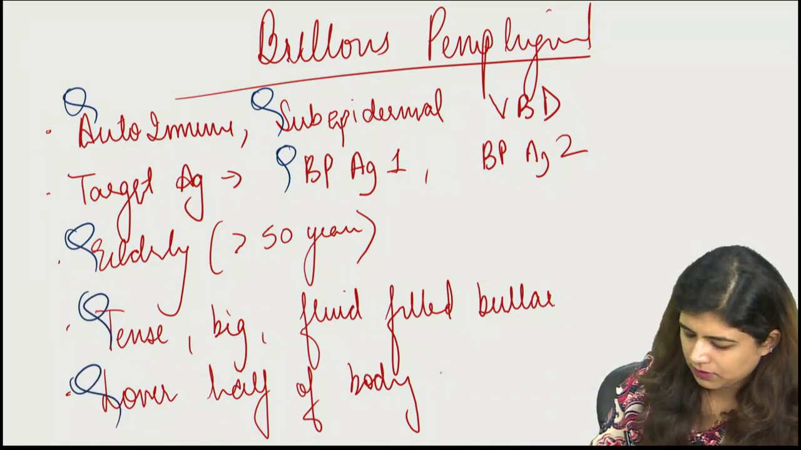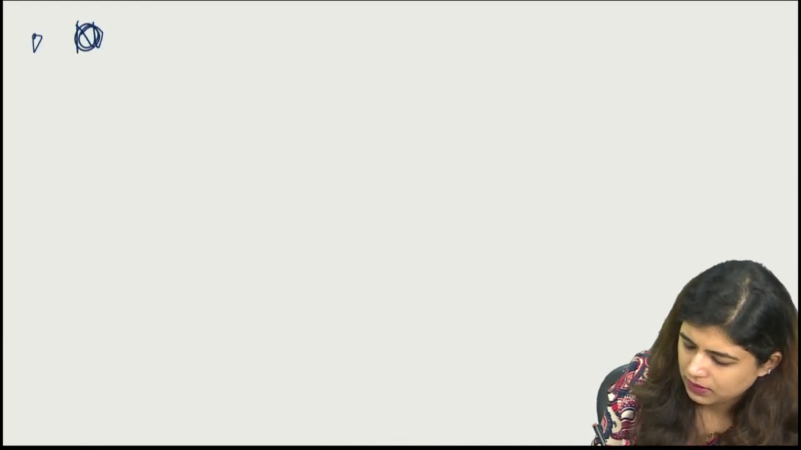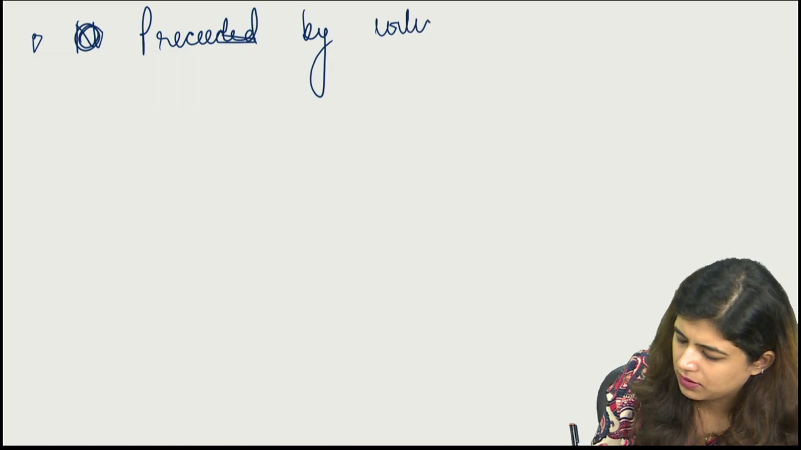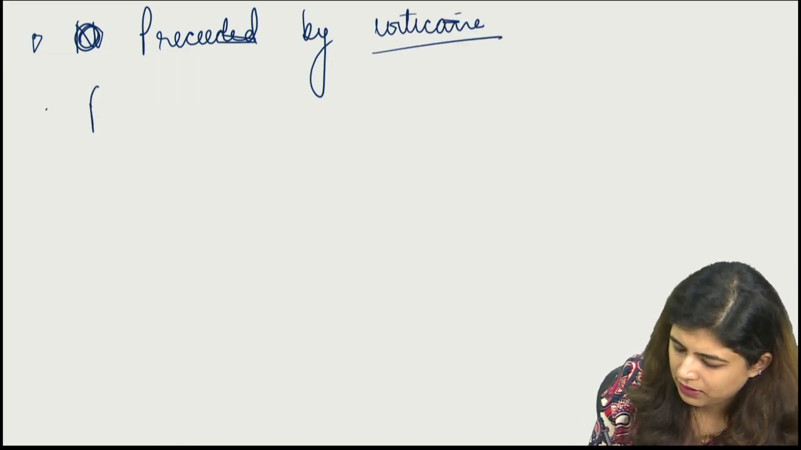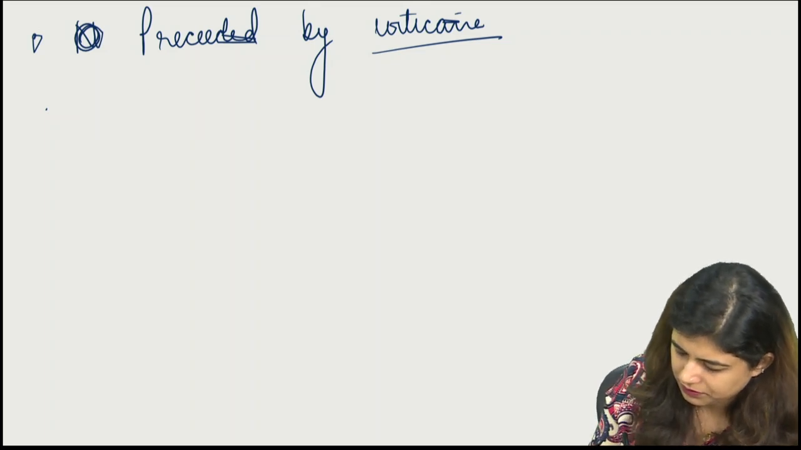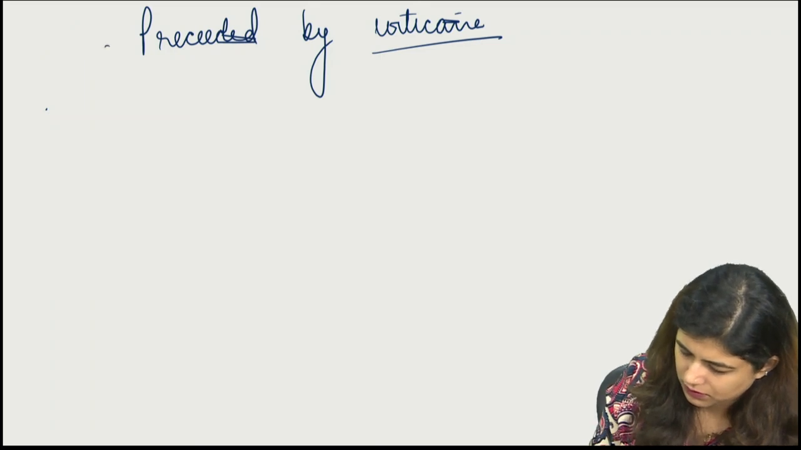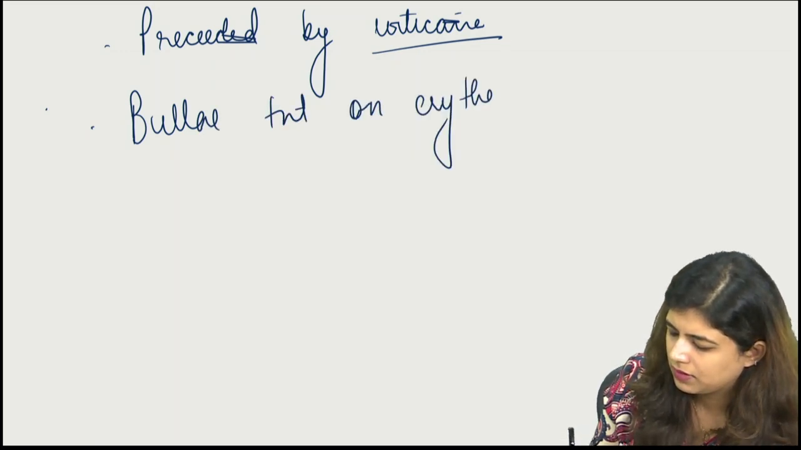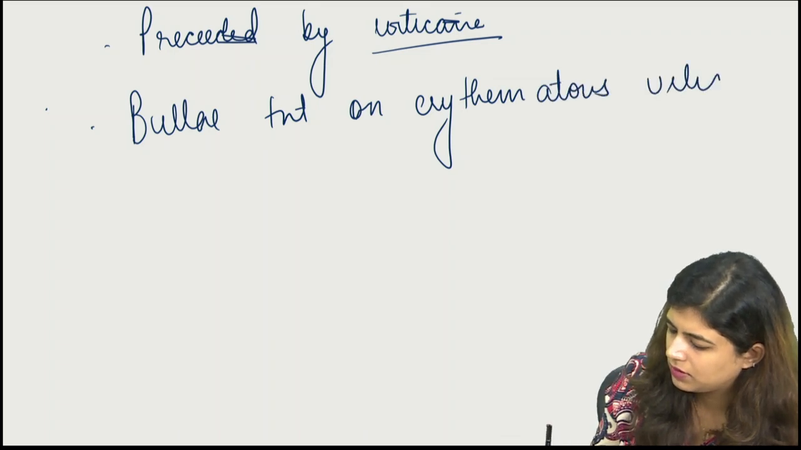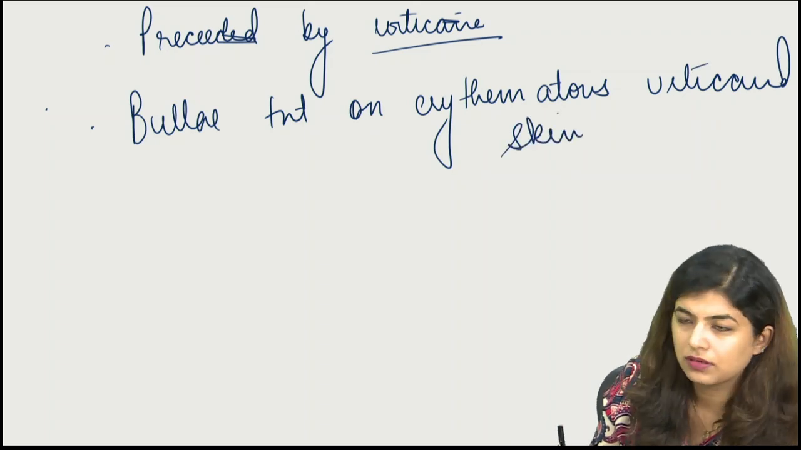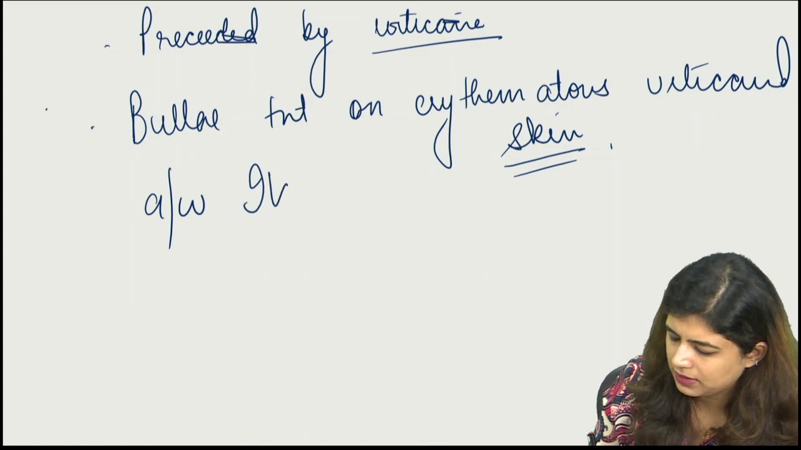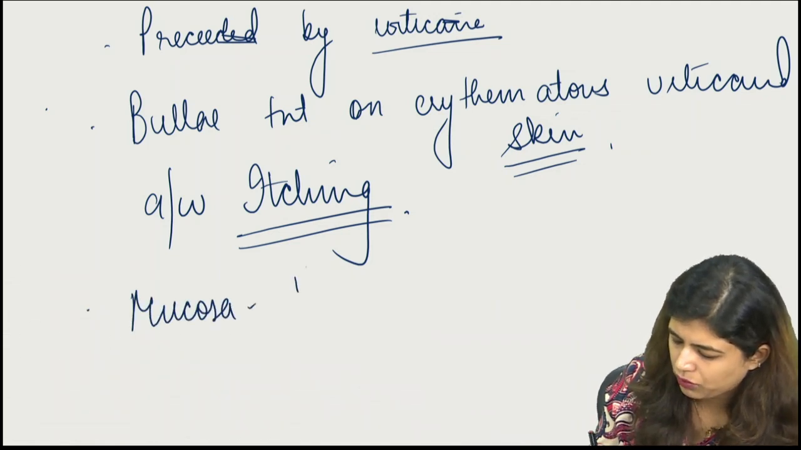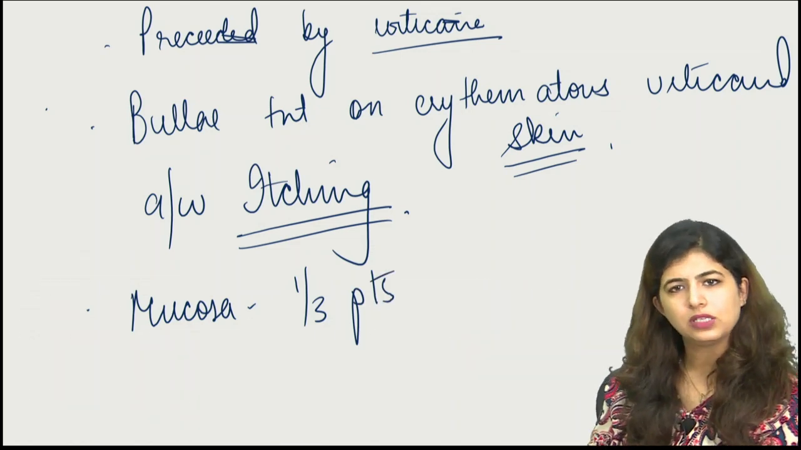All these are important here. What else? These bullae will be preceded by urticaria, and even when you see the bullae, they will be present on an erythematous urticarial skin associated with intense itching. Clear? Mucosa is involved only in one third of the patients. Clear? So this is about cutaneous findings.